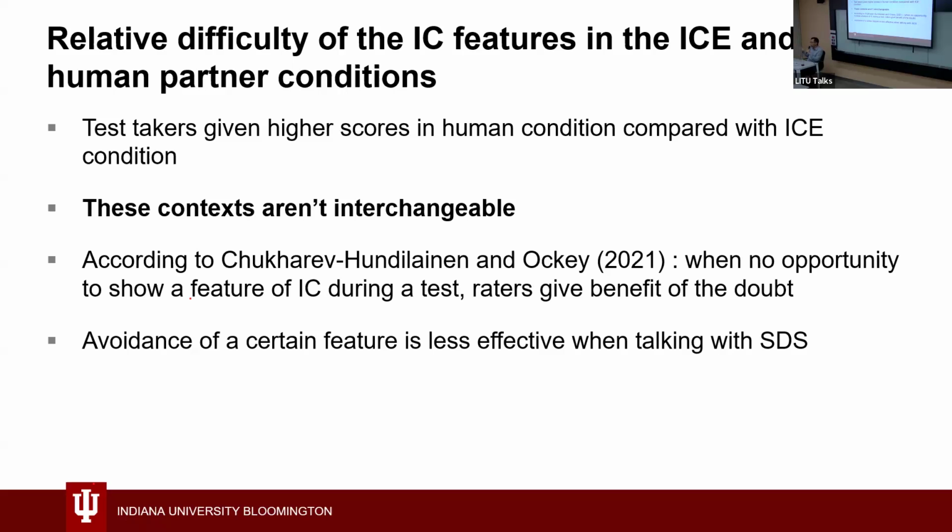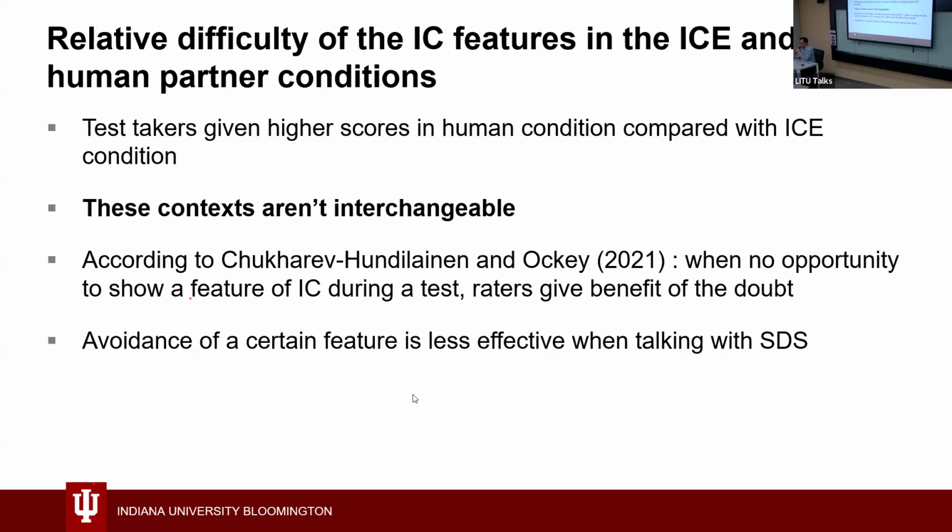The test takers, when they interact with the human partner, tend to receive higher scores in interactional competence. These are not really interchangeable, right? So what they indicate is that when there are no opportunities to show a feature of IC during a test, raters give the benefit of the doubt. So when the human partners did not elicit all the interactional features, raters skip that. They think, this person could do better when they're actually asked to do so, so let's give a high score.